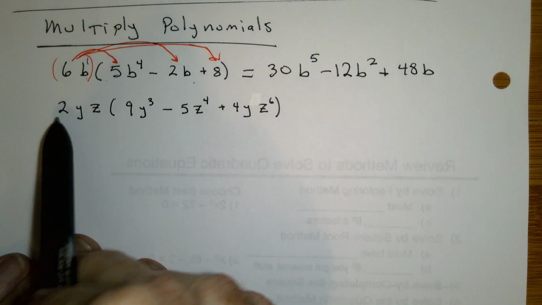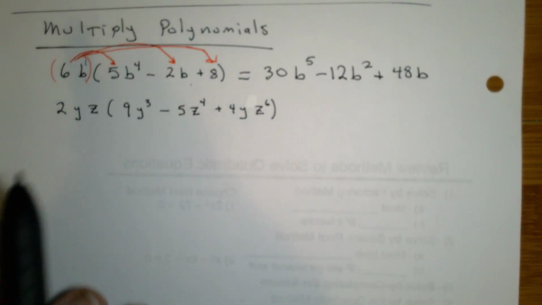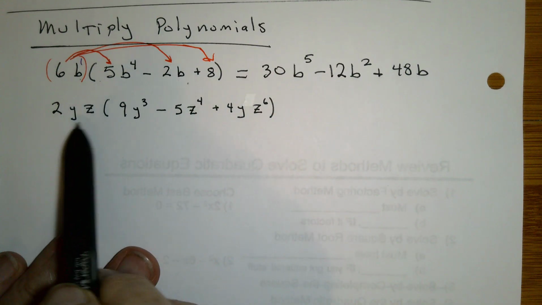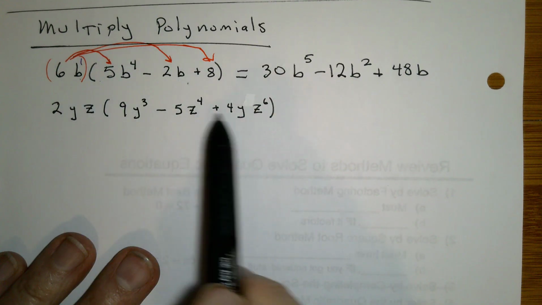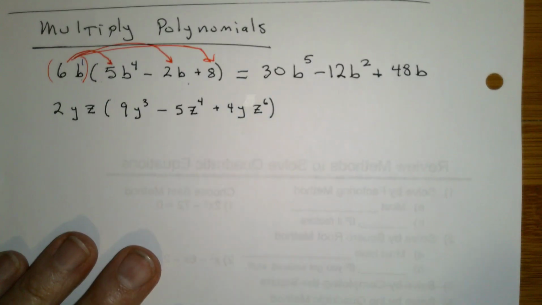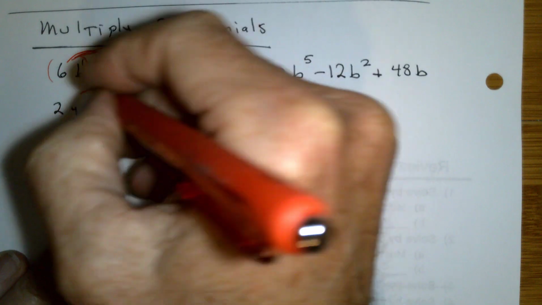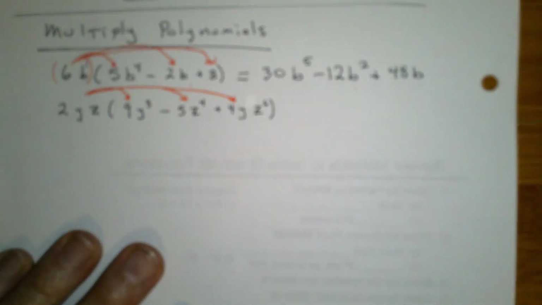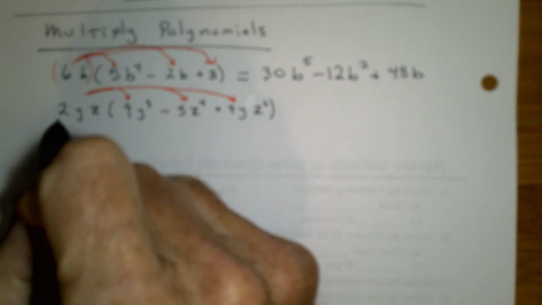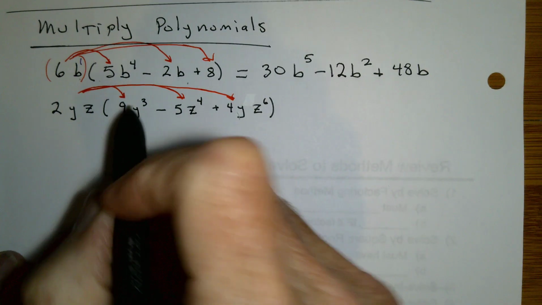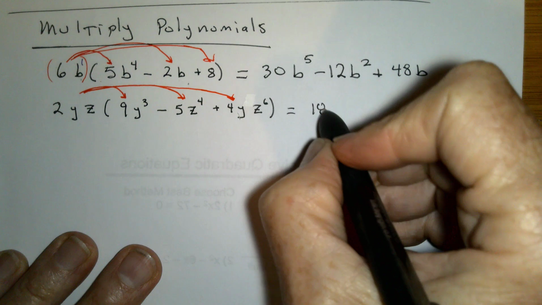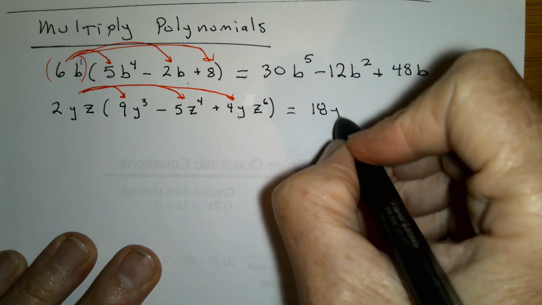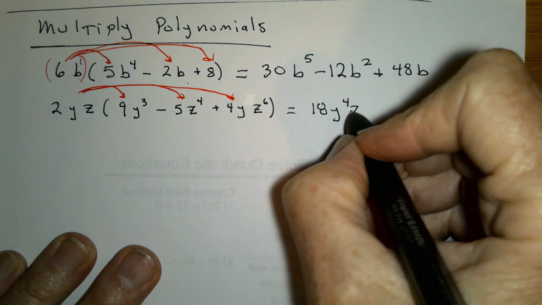Okay, same on the second example we have. It's just that we have more variables to take care of. We have a monomial, 1 term, times 1, 2, 3 terms. So we're going to do the distributive law, but we're distributing and doing 3 multiplies. So 2yz times 9y cubed equals 18. That's the coefficients. That part's easy. Y times y cubed is y to the 4th times z.